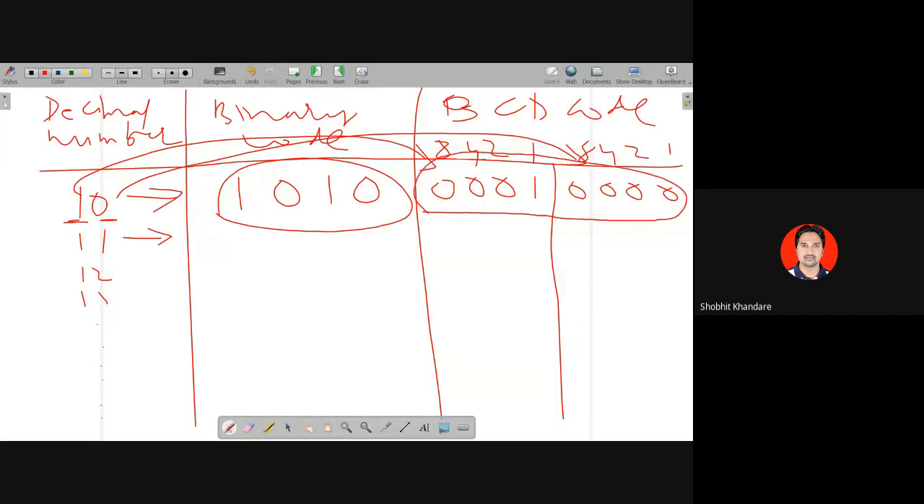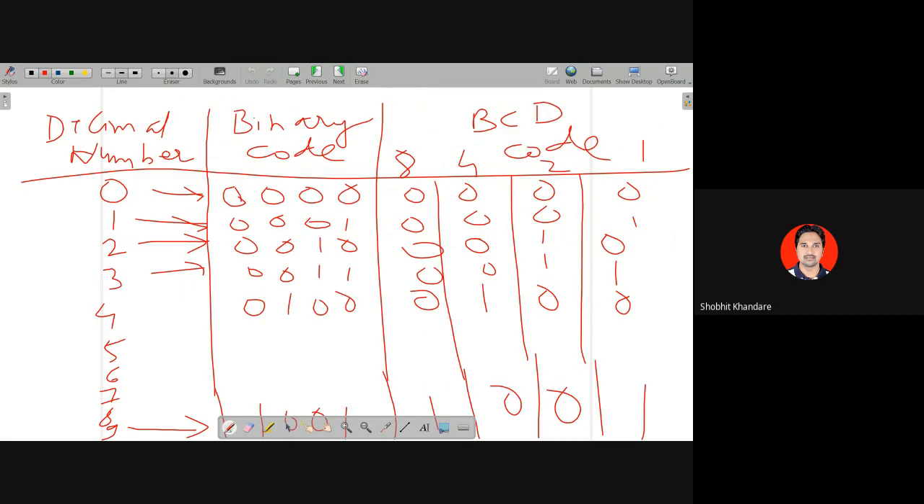Similarly, 11 decimal number can be represented in binary as 1 0 1 1 and in BCD it is represented as 0 0 0 1 0 0 0 1. Can you see the difference now between the binary code and the BCD code? Yes or no? Yes. Go to the previous page and see here.